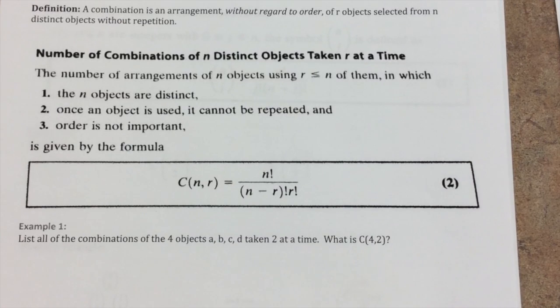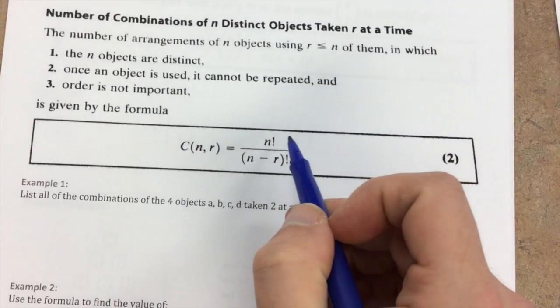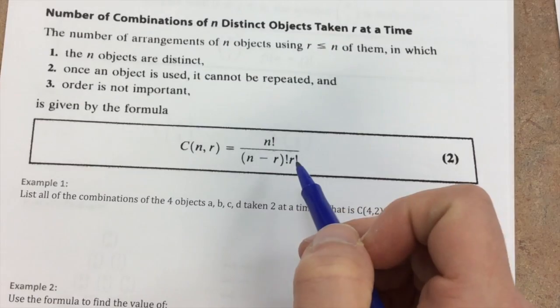Combinations, order doesn't matter. We have the same or similar notation. We have n distinct objects. An object is used, it cannot be repeated, and order is not important. So this is our formula. We have n factorial over n minus r factorial divided by r factorial.